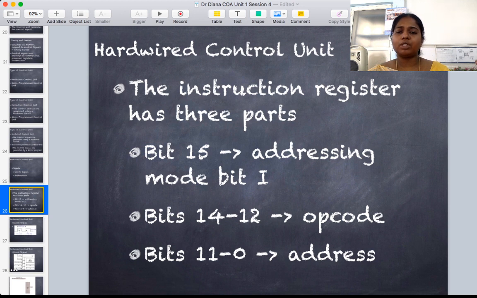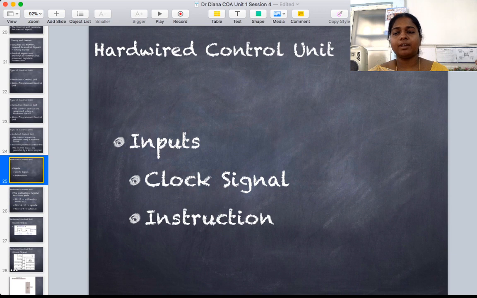Now if we look into the instruction register, it actually has three parts. Bit 15 has the addressing mode bit I, bits 14 to 12 have the opcode, and bits 0 to 11 have the address in the case of a memory reference instruction. In other instructions, bits 15 to 12 are set to certain specific values, and bits 0 to 11 are used to indicate the operation to be performed. So we are going to design our circuit based on only these two aspects, the clock signal and the instruction.